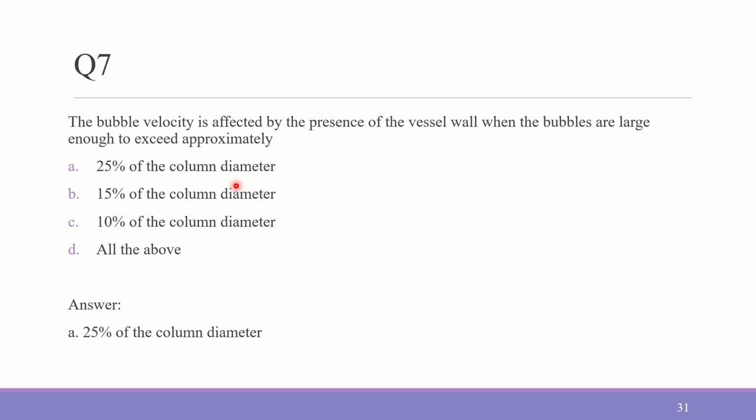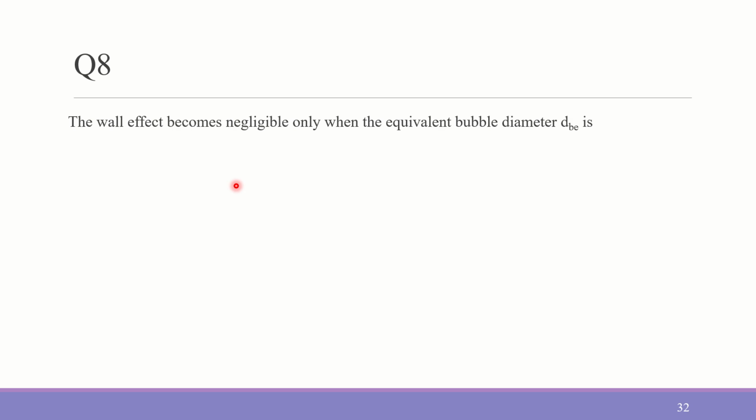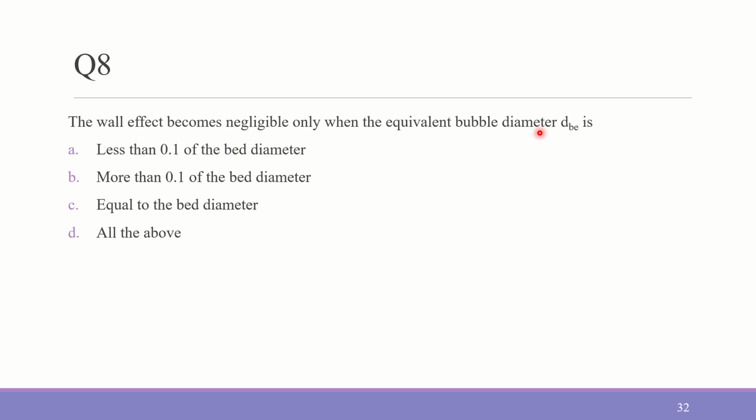Question 8. The wall effect becomes negligible only when equivalent bubble diameter is dash. Option A, less than 0.1 of the bed diameter, option B, more than 0.1 of the bed diameter, option C, equal to the bed diameter, option D, all the above. So we were saying if bubble diameter is larger than 0.25 times bed diameter, it was coming into picture and it was giving a very large impact. But when can we neglect the effect of bubbles? When the bubble equivalent diameter is less than 0.1 of the bed diameter is the right answer.